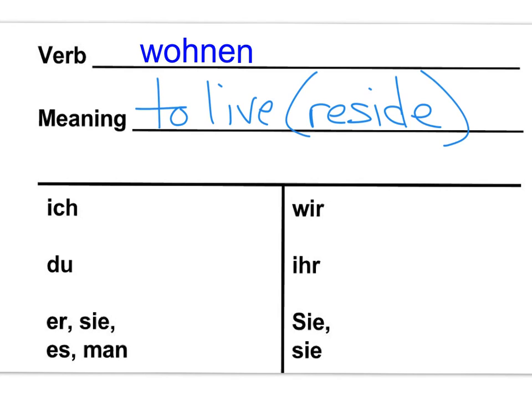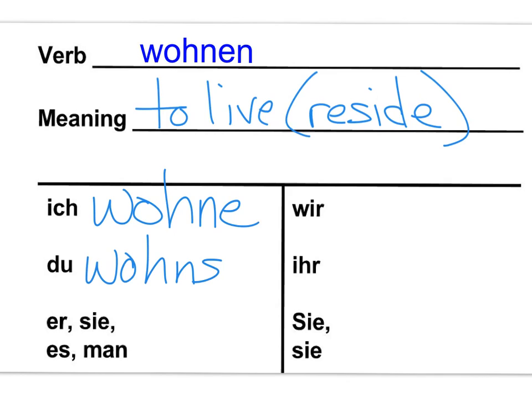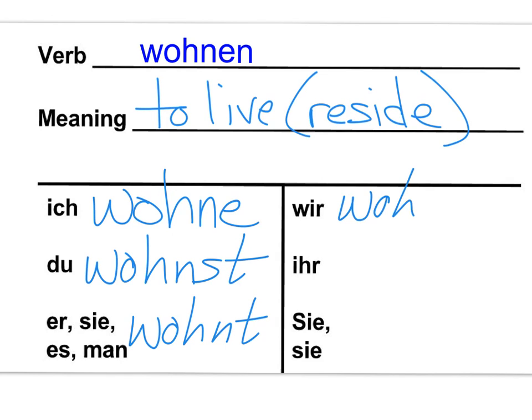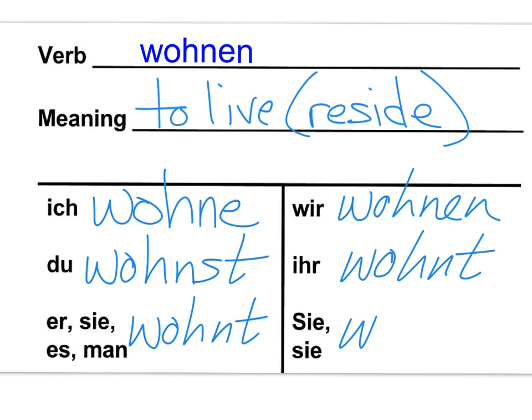Is this one regular or irregular? It's regular. Ah, tricked you. Alright, so ich what? Wohne. Du? Wohnst. Er, sie, es, man? Wohnt. Wir? Wohnen. Ihr? Wohnt. Und Sie? Wohnen.